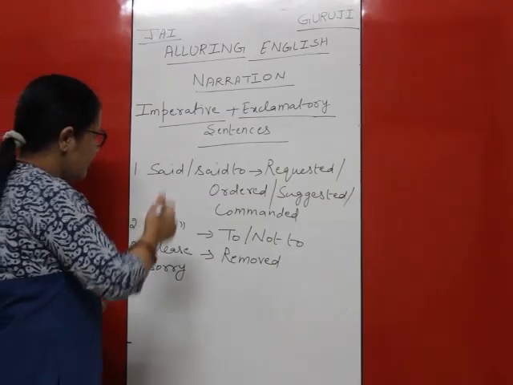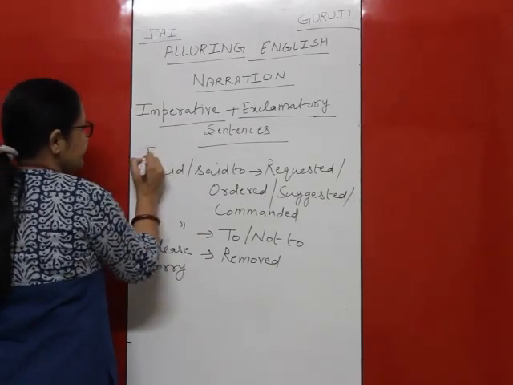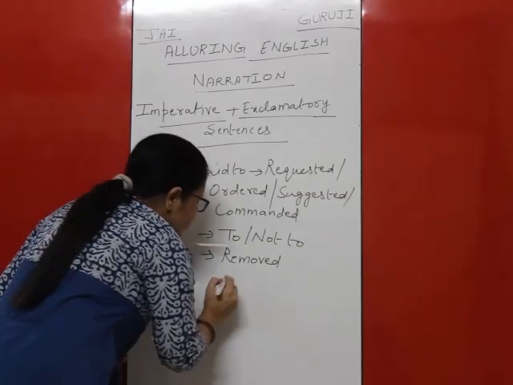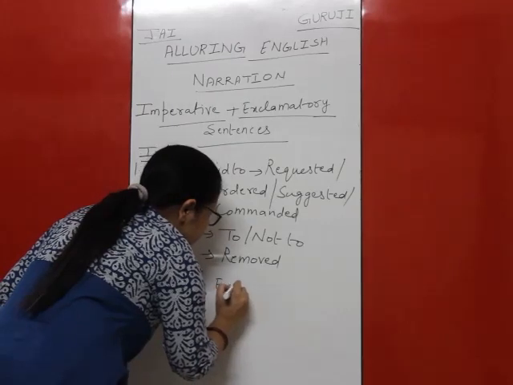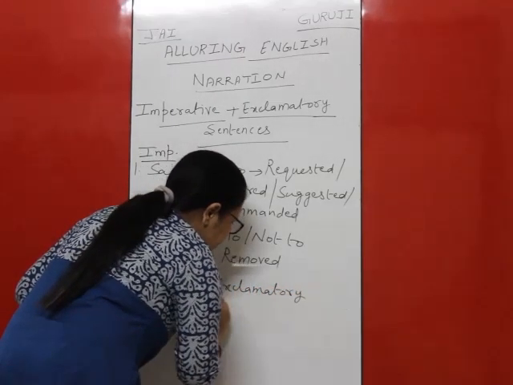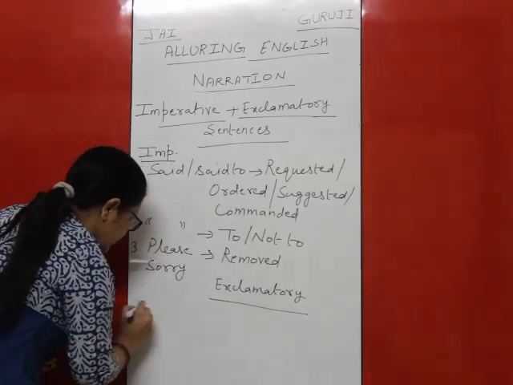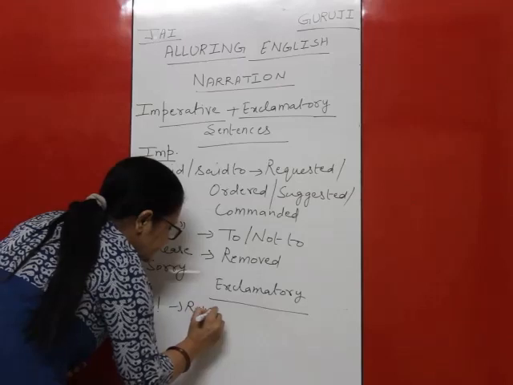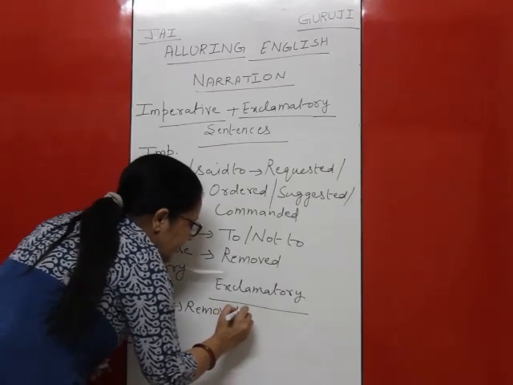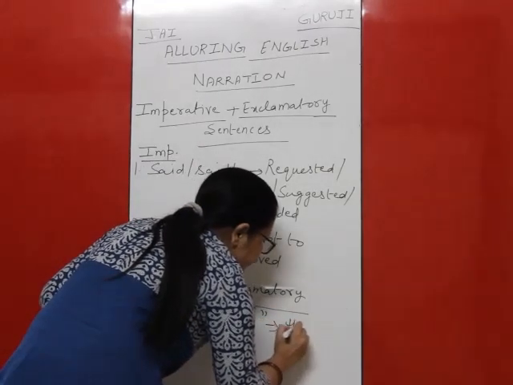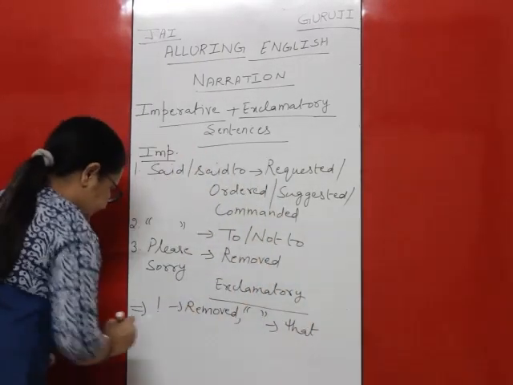Now talking about the rules, these were the rules for imperative sentences, viewers. Now I am discussing the rules for exclamatory sentences. Here, sign of exclamation will be removed and inverted commas will change into that.